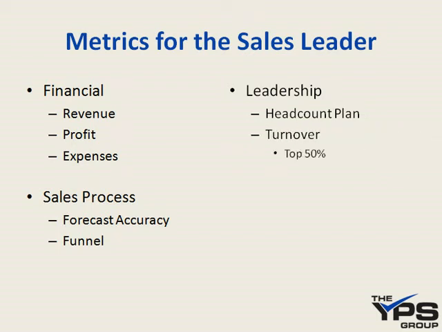Finally, the leadership metrics, only 2, and together they indicate whether or not the right number of the right people are on the bus and stay on the bus. The first is a yes or no proposition. Has the headcount plan been met and maintained? The second is sales force turnover. Again, this number should be very low for the top half of performers and quite high for the bottom quarter or so.